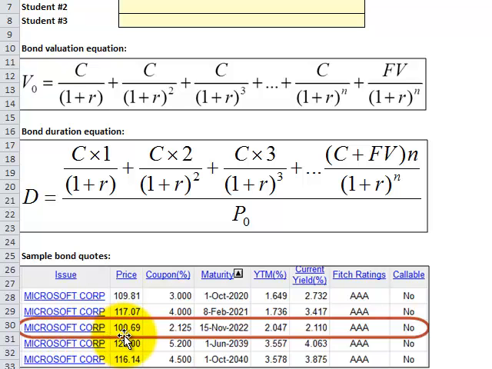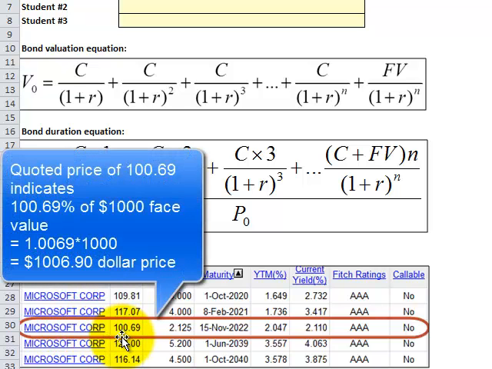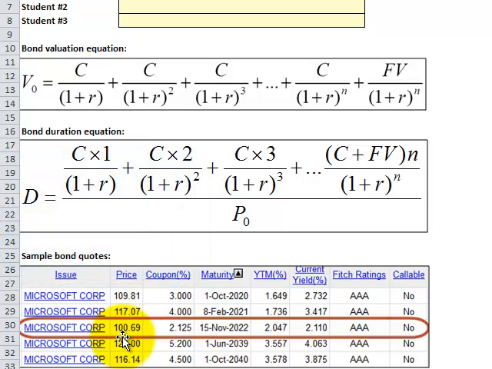The price is quoted as 100.69. Bond prices are quoted as a proportion of the face value, and for our purposes the face value will always be $1,000. So this bond is selling at 100.69% of $1,000. That relates to a dollar price of $1,006.90. We'll see that as we move through.